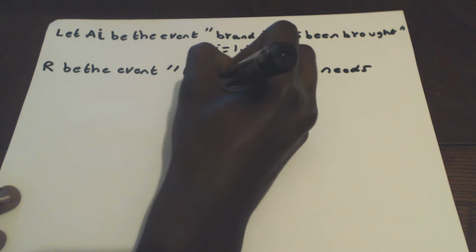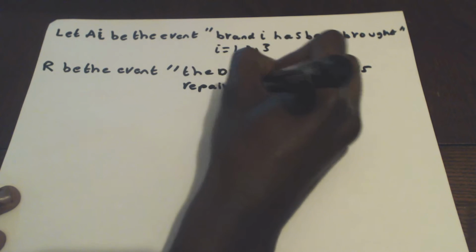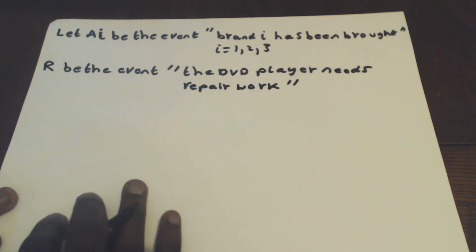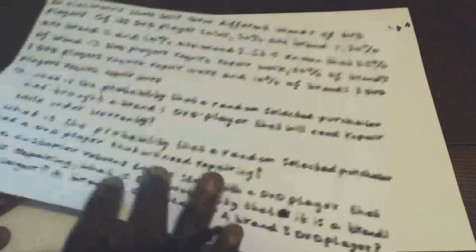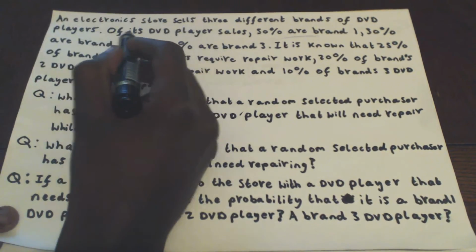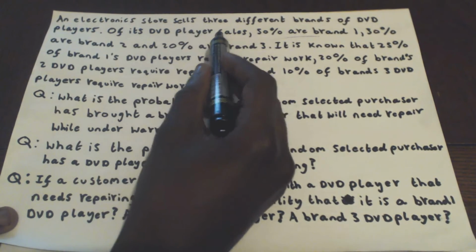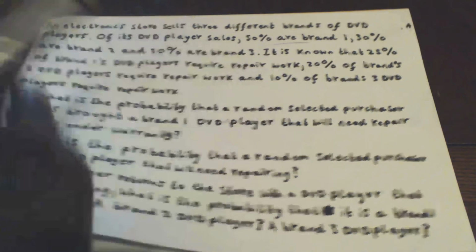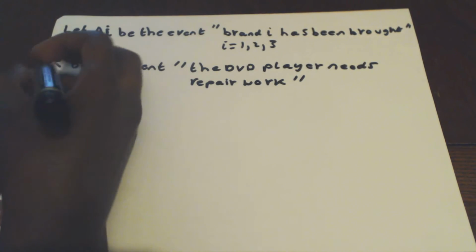Repair work. I'm just going to write it down here because it's a bit of a stretch to get that. Right, okay. So, what do we know? We'll start with the second sentence. Of its DVD player sales, 50% are brand 1, 30% brand 2, 20% brand 3. Okay, so we can write that down.